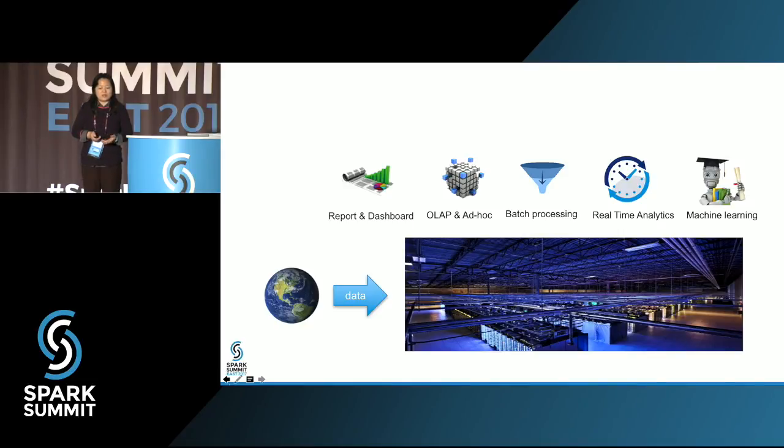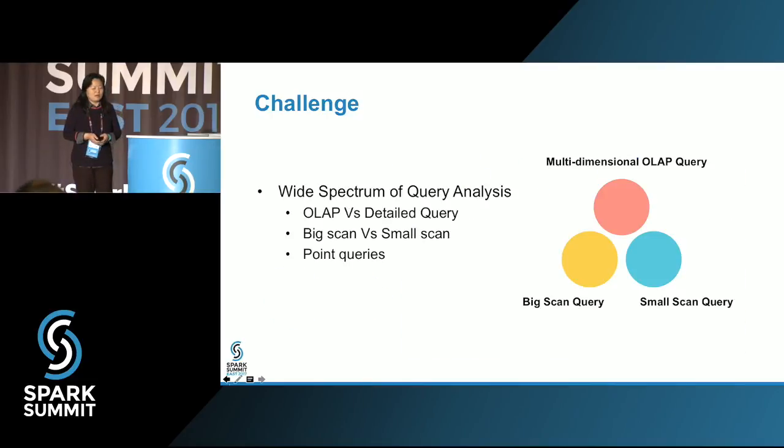So here are some examples: traditional BI dashboards for keeping track of business KPIs or OLAP type of queries, batch processing over historical data, or real-time analytics over streaming data, and lastly, advanced analytics like machine learning to gain insight out of the data. But still, we are seeing some challenges when integrating with enterprise applications.